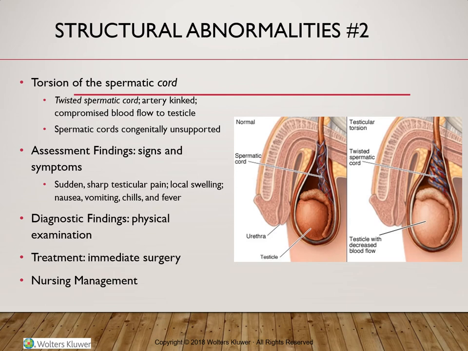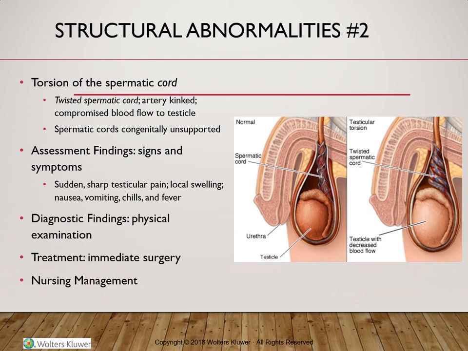The next condition that we discuss will be what is called the torsion of the spermatic cord. And the torsion means the twisting. For this condition that we are describing here, that torsion will be a rotation of the testicle. And just look at this image a little bit.